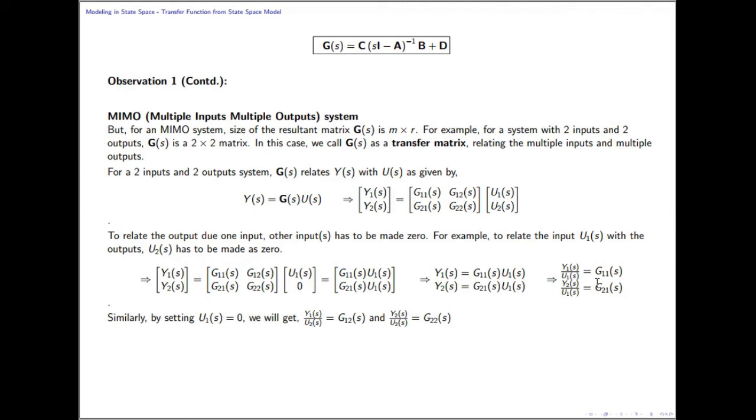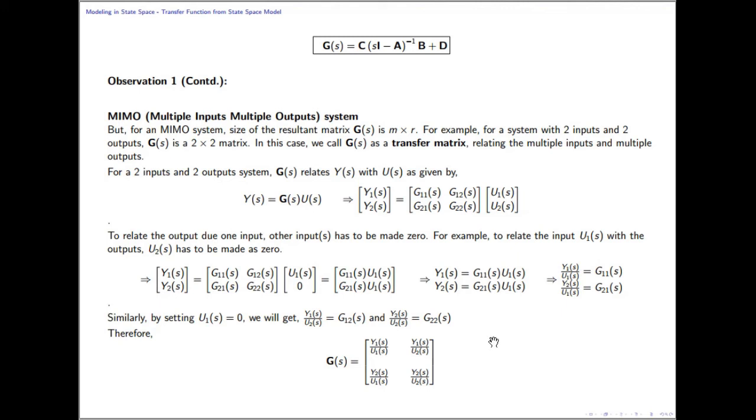So in the same way, I can set u1 of s as 0 and I can get y1 of s by u2 of s, which will be nothing but g12 of s, and I can also get y2 of s by u2 of s, and I'll be getting g22 of s. So if I have more inputs and more outputs, I can proceed in this way.